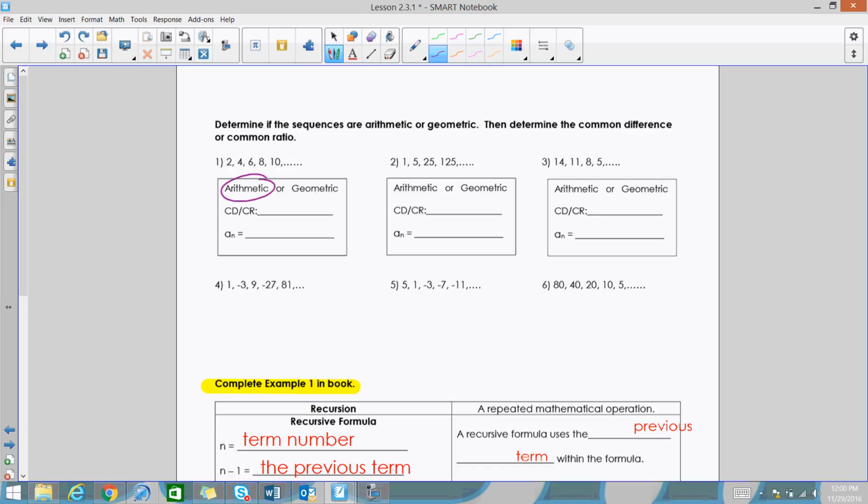You're adding by 2. And if you're like, how did you know that you're adding by 2? Take the second number, 4, and subtract it from the first number. Always start by adding and subtracting. So 4 minus 2 is 2.